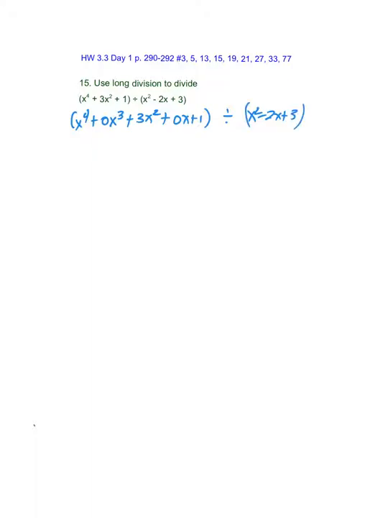All right, so I'm going to set up the long division. We can't do synthetic division because we're dividing by a quadratic divisor. Inside the house, I'm going to put the dividend, so x to the fourth plus 0x cubed plus 3x squared plus 0x plus 1. And then I'm going to put the divisor on the outside, so x squared minus 2x plus 3.